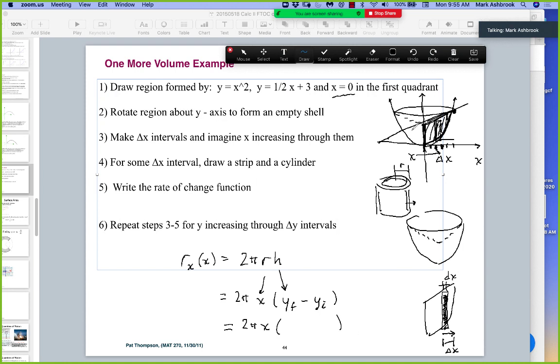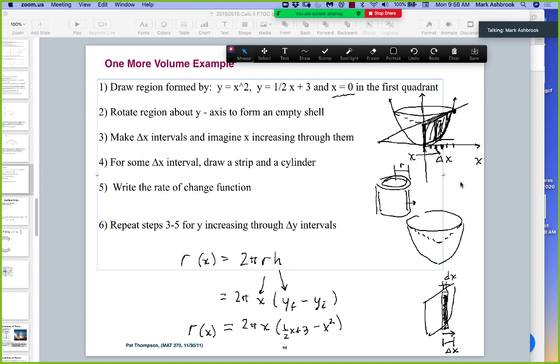And what's y final? Y final is the y coordinate on this line, 1/2 x plus 3. And y initial is going to be the y coordinate of the curve down here. So I got my rate as a function of x. It's not piecewise, because for all values of x through here, your height is always defined by the distance from the curve up to the straight line, and the radius is always defined by the x-coordinate for all the intervals.